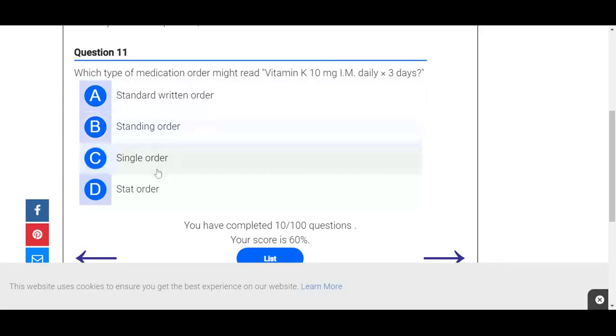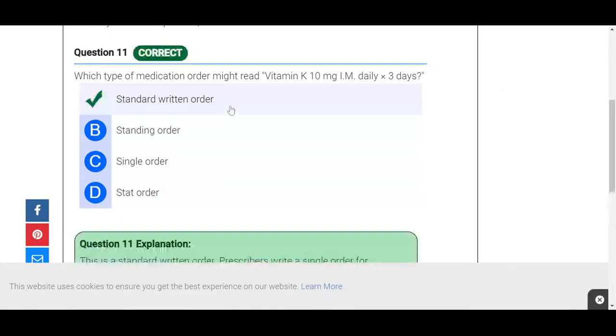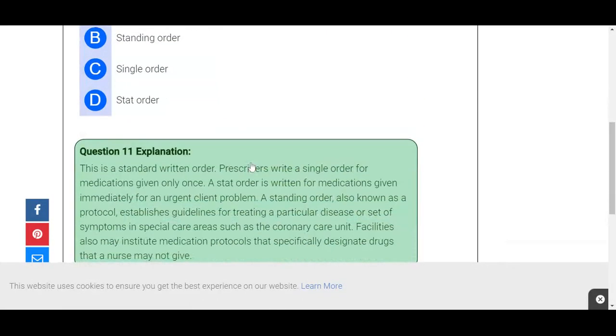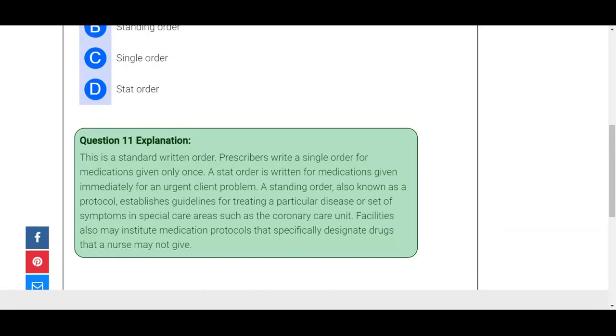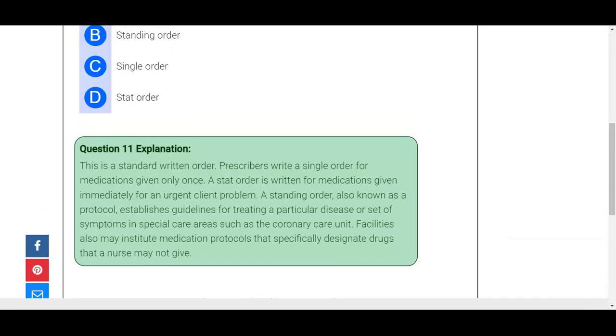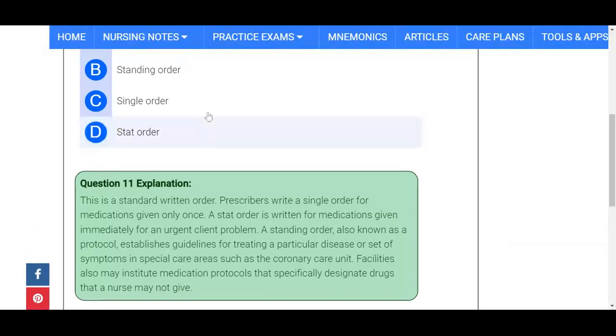I'm not sure about standing order and single order. So I only know about standard written order and stat order, but I'll try this. Okay, so standard written order. This is a standard written order. Prescribers write a single order for medications given only once. Okay, single order is only a medication given once, such as painkillers. Okay, I understand. So that's what a single order is.